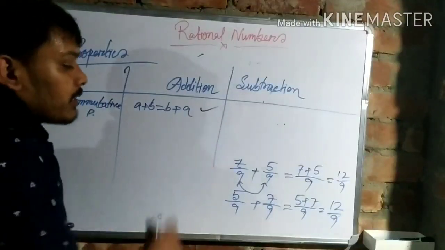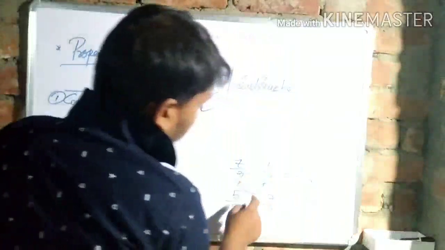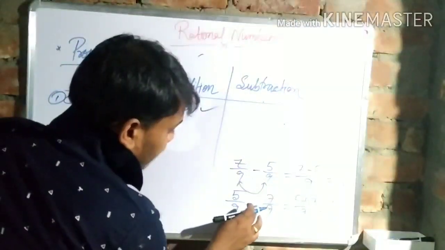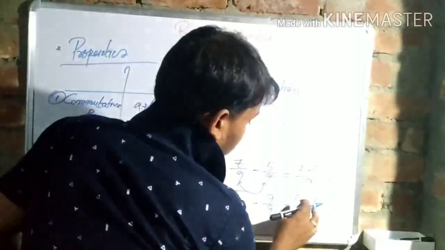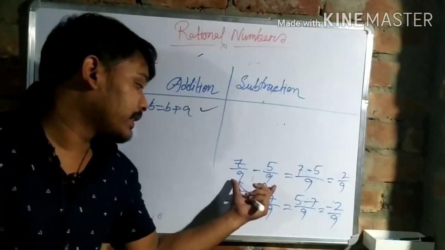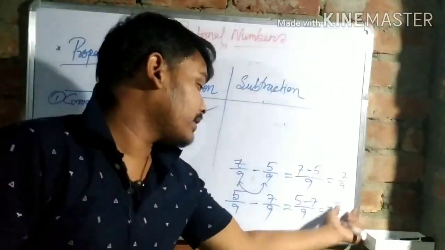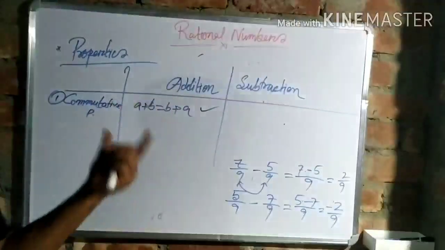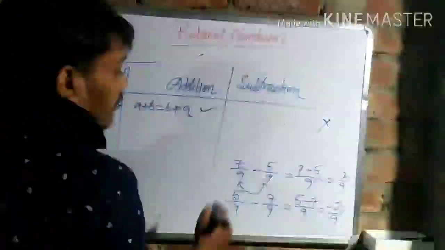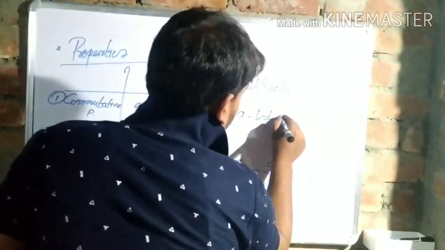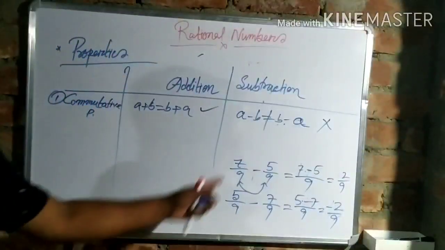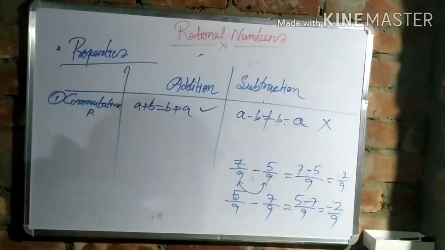Now, is subtraction commutative or not? If we take minus here, then what is the value? 2 by 9. If we change the place of the values, then what is the result? Minus 2 by 9. So if we change the place of the values, the results are not equal. So subtraction is not commutative on rational numbers. In general, a minus b is not equal to b minus a.